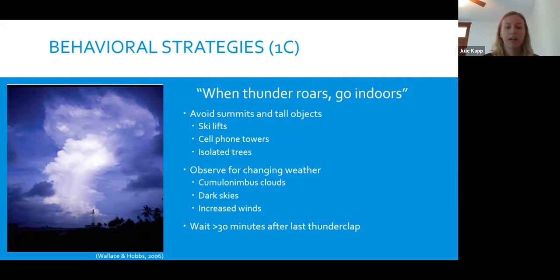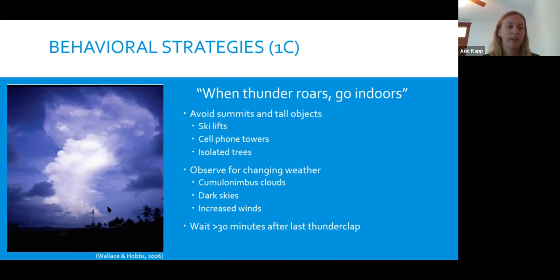It was previously recommended to time lightning flashes with thunderclaps to estimate the distance from the storm. However, they're no longer recommending that because the rule can give incorrect calculations, which can lead to a false sense of security, or they could be calculated incorrectly given the wrong lightning flash with the thunderclap. So instead, it's recommended that individuals observe for changing weather that indicates thunderstorms.